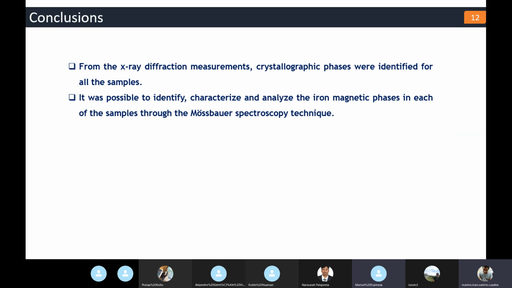Well, as a conclusion, from the X-ray diffraction measurements, we identify all the crystallographic phases for all samples, and it was possible to identify, characterize and analyze the iron magnetic phases of each sample using the Mössbauer spectroscopy technique. Well, that's all.